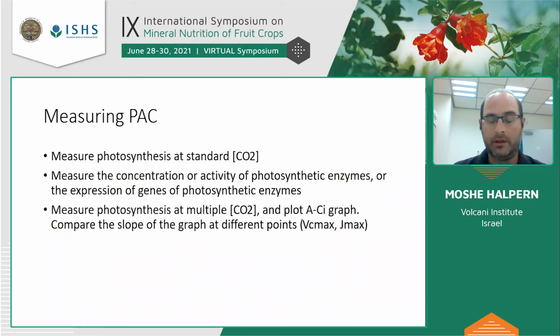A is the photosynthesis, and Ci is the level of carbon dioxide within the leaf, next to the cell itself. And you can compare the slope of the graph at different points. Vcmax is the slope at the beginning where the carbon dioxide is low, and Jmax is the slope where the carbon dioxide is relatively high. Vcmax basically tells you the activity of the rubisco, and Jmax tells you the activity of the electron transport system in the leaf.